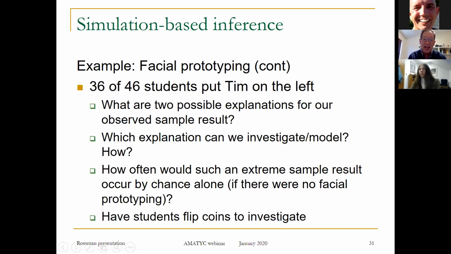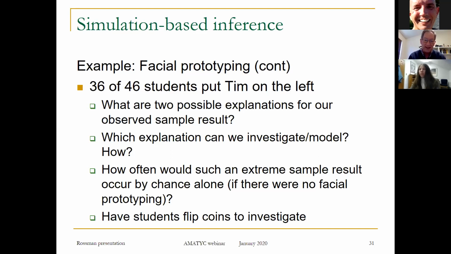And then I say something like, well, which of those explanations can we investigate? Which of those explanations can we model? And they say, well, the random chance explanation, because we could use literal coin flips to investigate that model. I have students flip an actual coin 46 times. Of course, I have to take coins to class because students don't carry coins. They count the number of heads. Heads represents putting Tim on the left. Tails represents putting Bob on the left. They come up to the board and put a dot on the board for the number of heads.